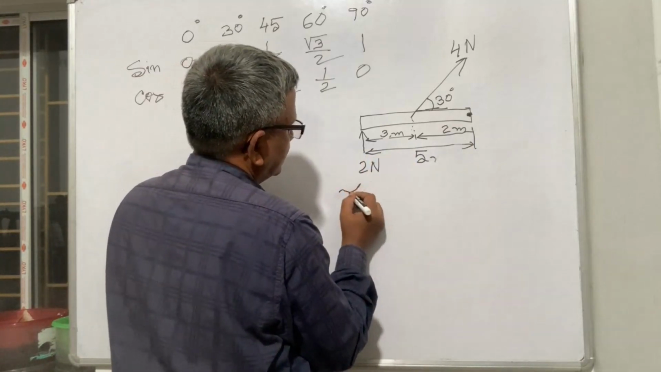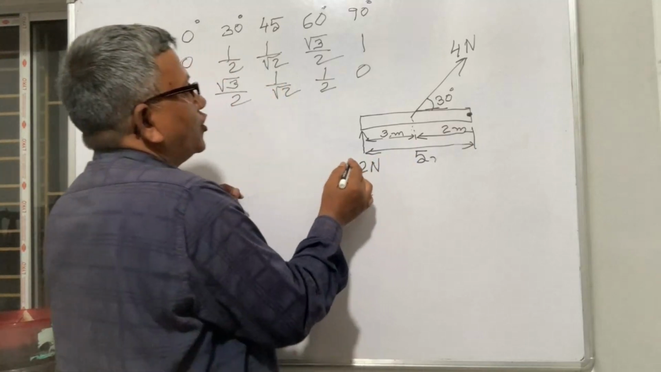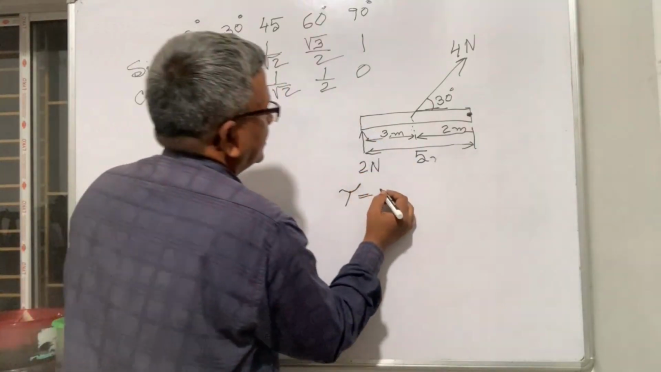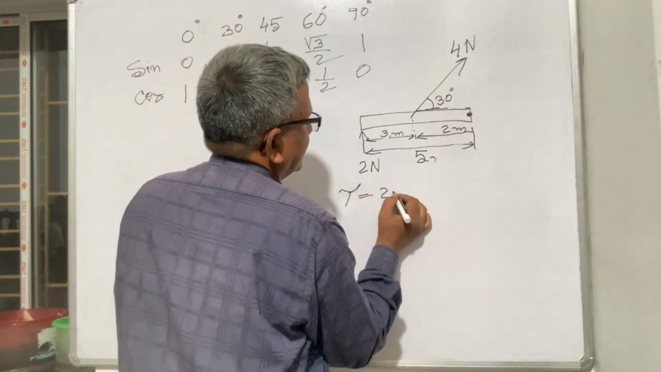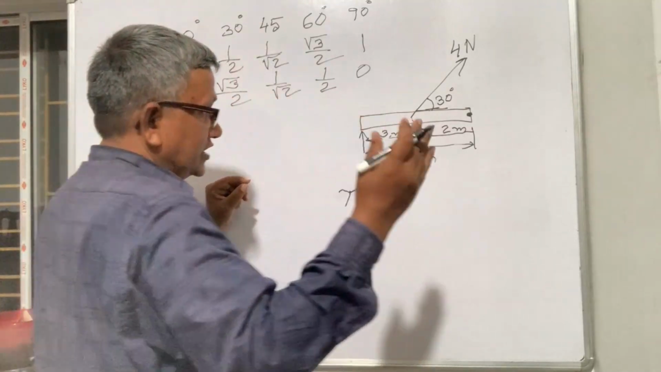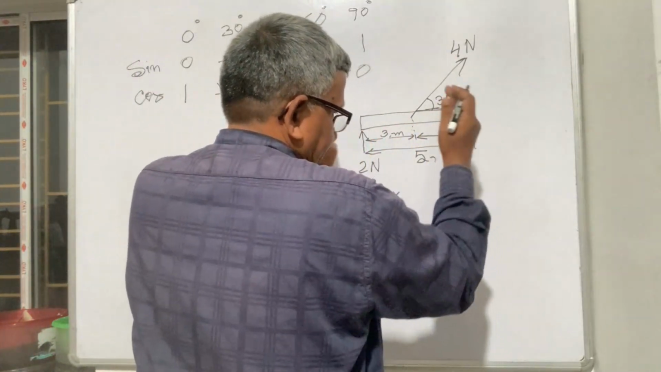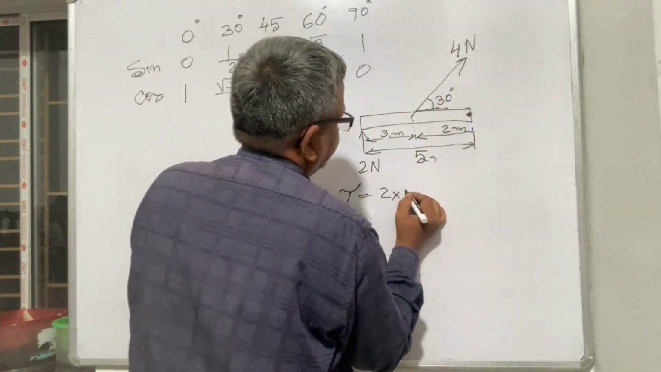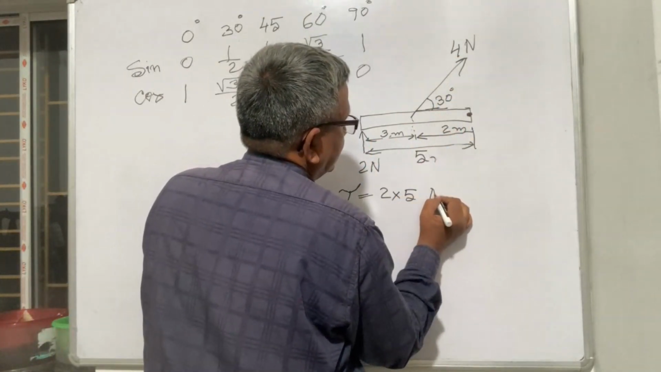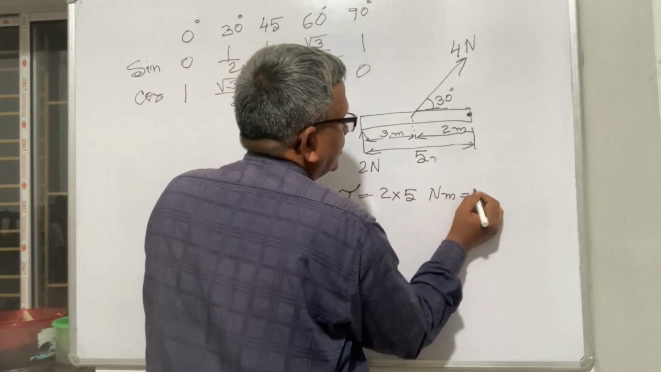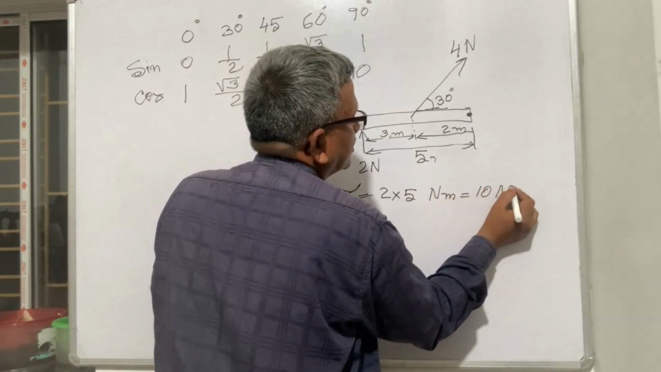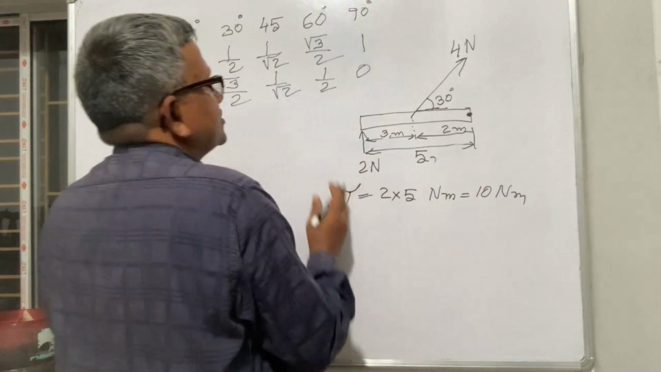Torque is force into distance, not displacement, distance from the hinge. Force is 2 Newton, distance is 5 meter, so 2 Newton into 5 meter equals 10 Newton meter. Which direction is it?